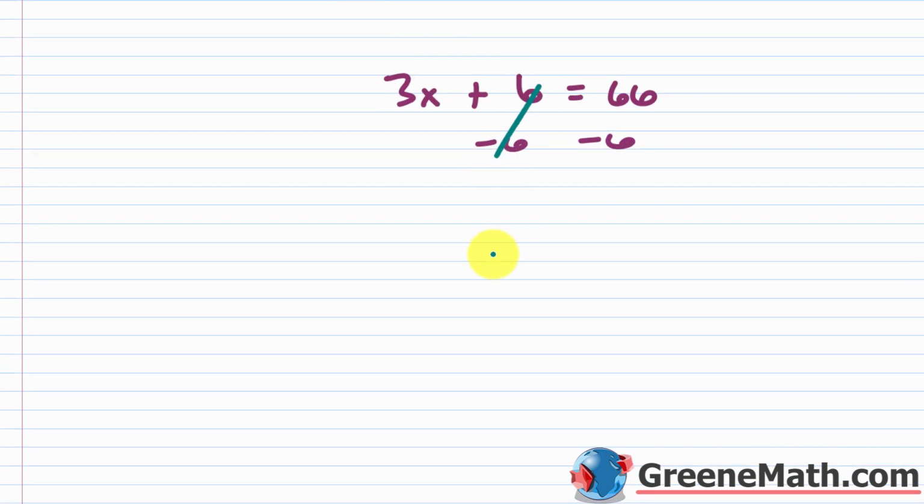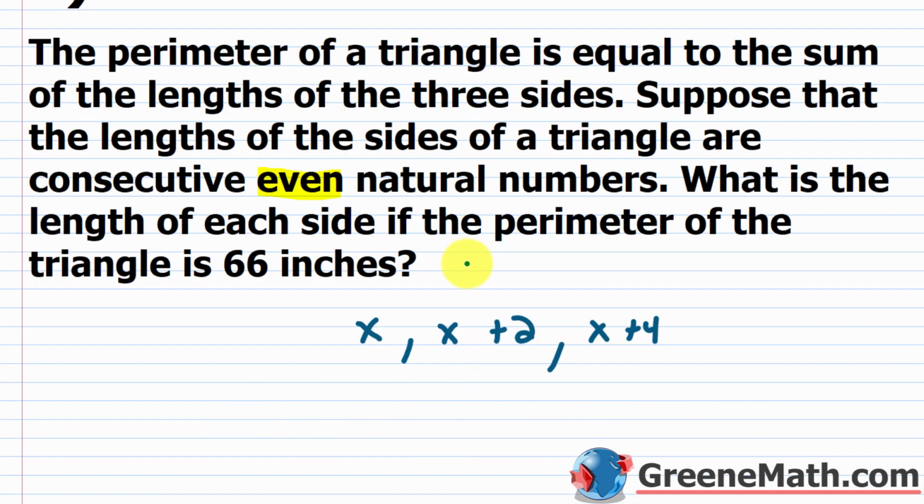And so this would cancel. You'll have 3x is equal to 66 minus 6, which is 60. Let's divide both sides of the equation by 3. And so this is going to cancel. And so we have x is equal to 60 divided by 3 is 20. Okay, so that means that the smallest length of the triangle, you could say the shortest length, is going to be 20 inches. So coming back up here, I'm going to put 20 inches.